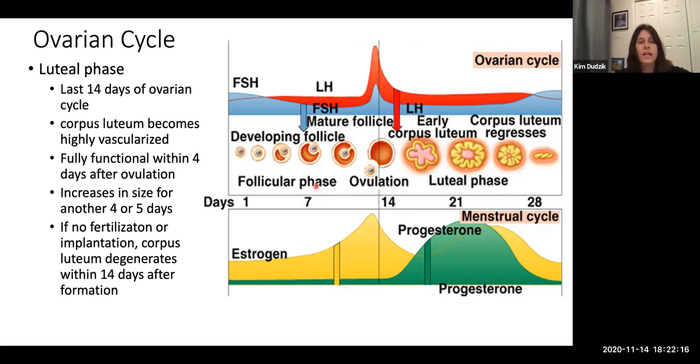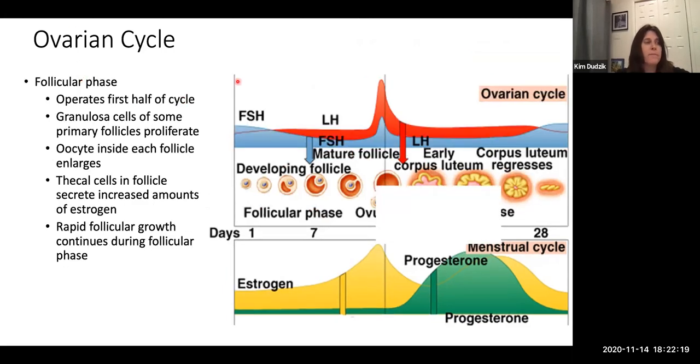Okay. So the follicular phase, let me go back here. It operates on the first half of the cycle, and it is the development of the follicle, follicular phase, development of the follicle. So you need to know the function of FSH on the developing follicle, and then the function of LH and how we get that surge to cause the ovulation, right? And then also layer on it the increase in estrogen because of the thecal cells secreting increasing amounts of estrogen as the follicle begins to grow or continues to grow, right?